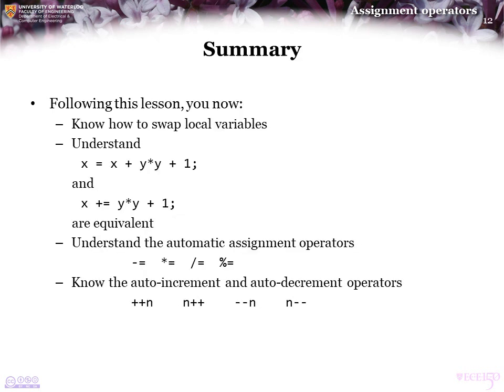So following this lesson, you now know how to swap two local variables. You understand that x assigned the value of x plus some arithmetic expression, and x += that arithmetic expression are equivalent. Both add that arithmetic expression, whatever it is, to the value stored in the local variable x. You also know the corresponding other automatic assignment operators: -=, *=, /=, and %=. You also know the auto-increment and auto-decrement operators: ++n, n++, --n, n--, and you understand that there is a difference between them. However, at this point, you will not have to articulate that difference.